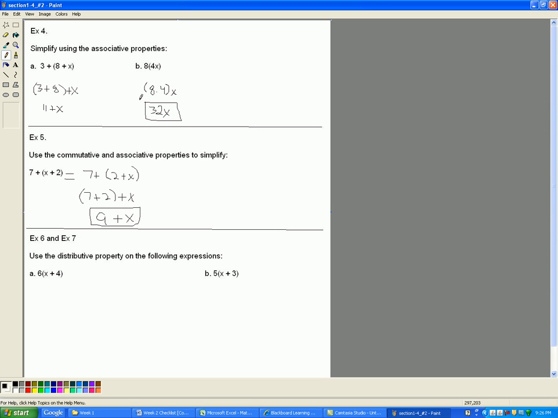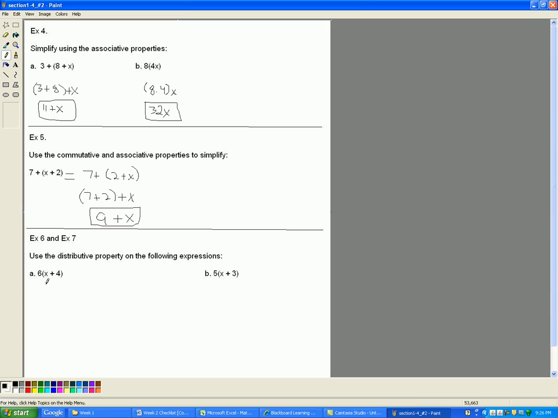Of course, I forgot to identify the answers in the last problem, but it looked like it was pretty straightforward there. Examples 6 and 7, these cover using the distributive property. The distributive property applies whenever we have a number or a variable outside of parentheses with no plus sign in between. See the difference here? We have 7 plus. Here we just have 6, and when it's right next to the parentheses, it means a times. So what this means is we have to multiply 6 times everything inside this parentheses.